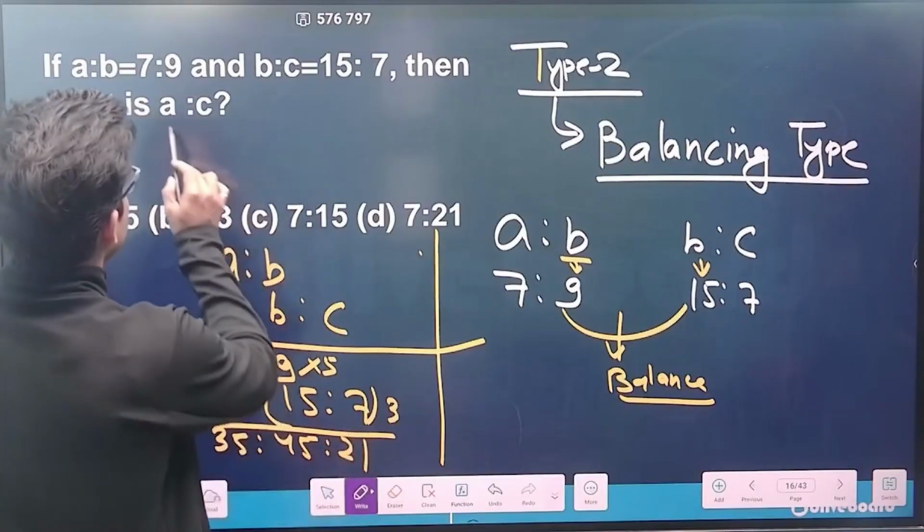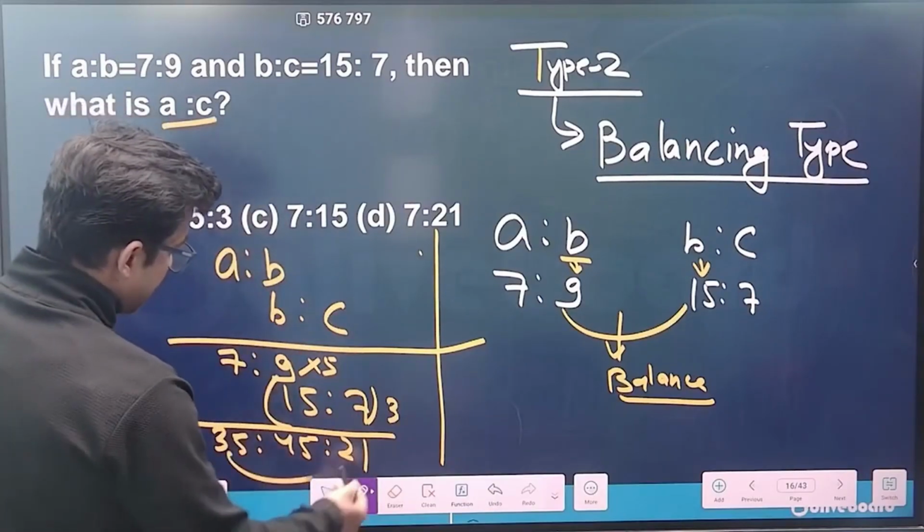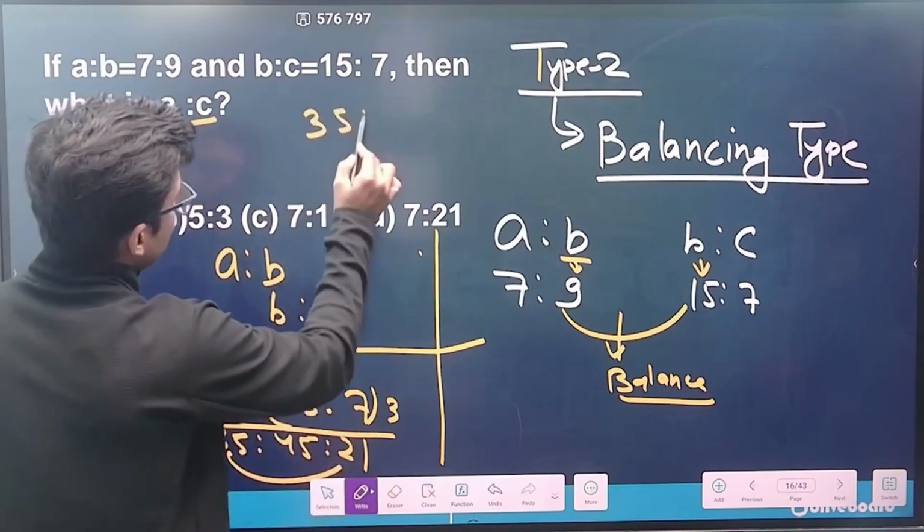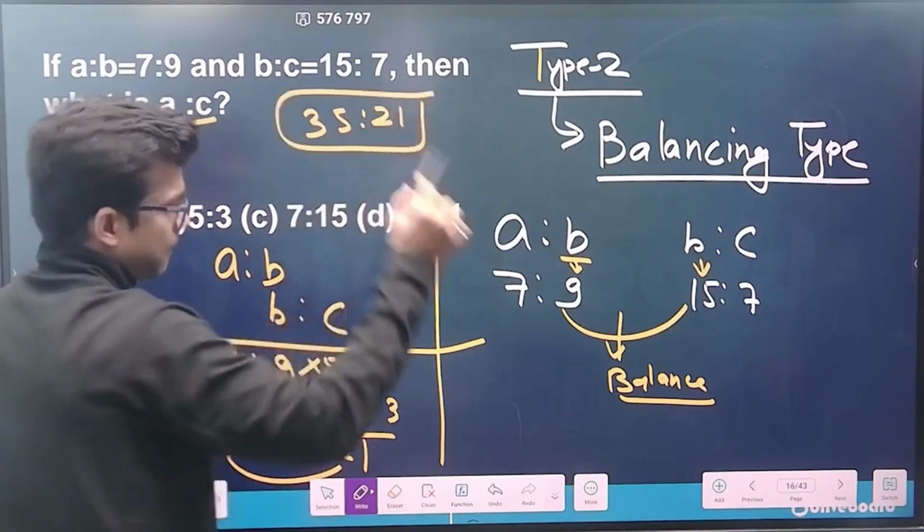So the ratio of A is to C, they are asking A is to C, is 35 is to 21. This is my answer.